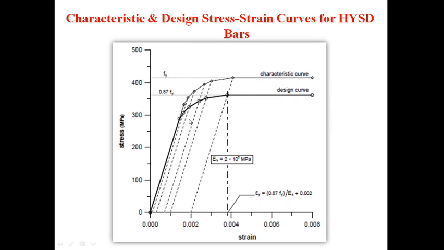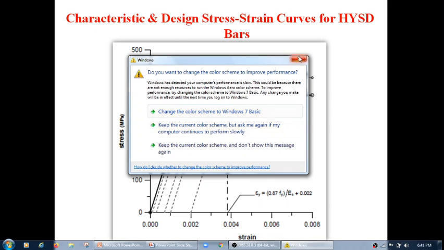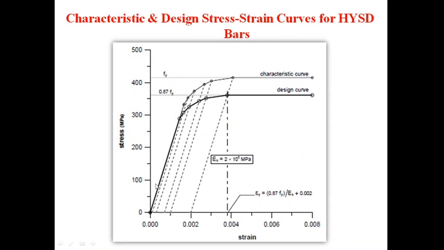Then, since it is difficult to locate the yield point, they say that at 0.002 strain, you draw one line parallel to the original curve, this line. So one line is to be drawn, and wherever it intersects the design curve, you take it down, and the strain corresponding to that will be 0.87 Fy by Es plus 0.002. So you have to add this 0.002.